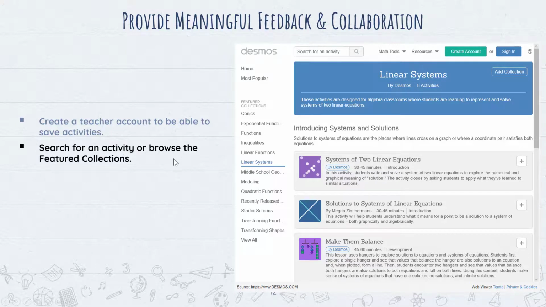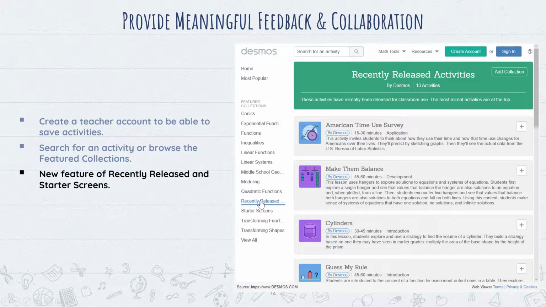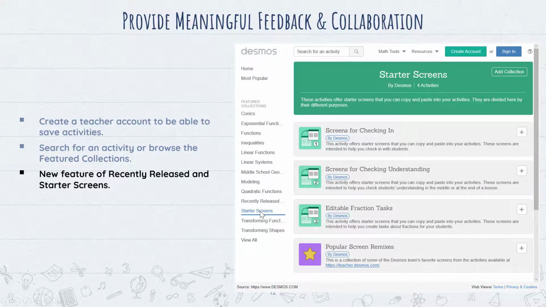Another area that you should look at is a new feature that was just recently released, which they've titled Recently Released. These are some of the new things that they have. And then they also have this new feature called starter screens. So screens for checking in, screens for checking understanding. Maybe just at the beginning of your class, you want to start out with something like that.